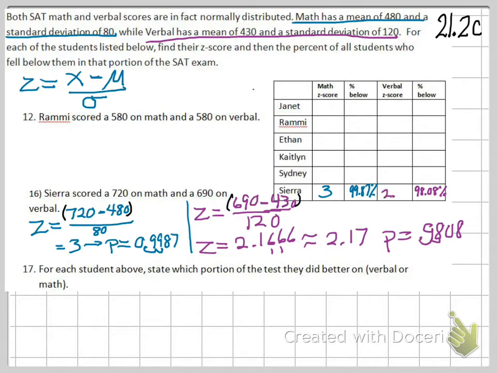So 2.17. Now, I certainly haven't figured out all of these people yet, but I'm going to look at number 17. It says, for each student above, state which portion of the test they did better on, verbal or math. In this case, Sierra, she got reasonably high scores on both of them. You can compare the z-scores, 3 versus 2.17, or you can compare the percents. 98th percentile on her verbal, 99th percentile on her math.